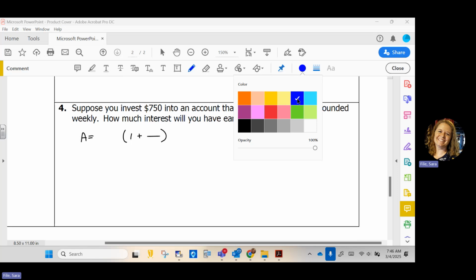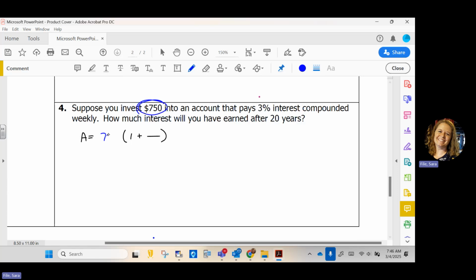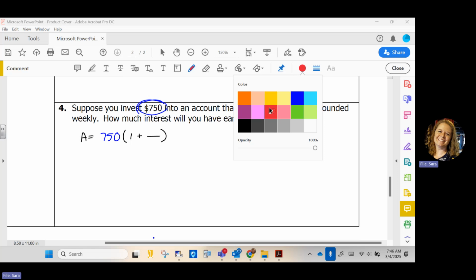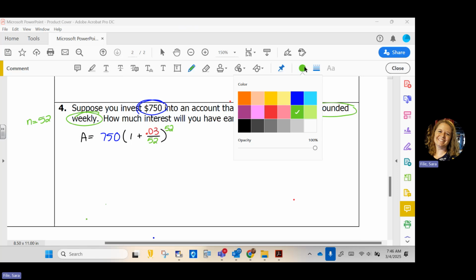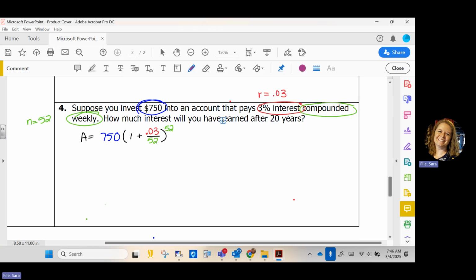All right, so we've got $750 invested at a 3% interest. So my R is 0.03. And this is compounded weekly. How many weeks in a year? Anybody know? 52 weeks in a year. So my N is 52. How much have you earned after 20 years? So my time is 20.